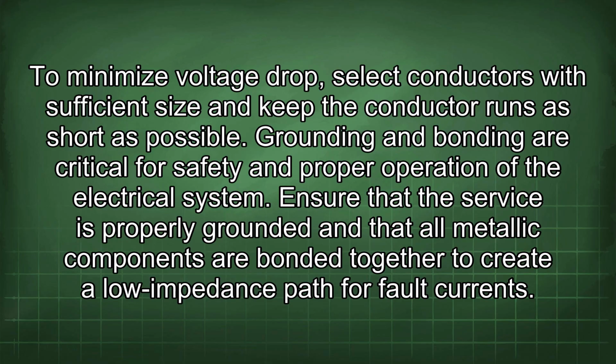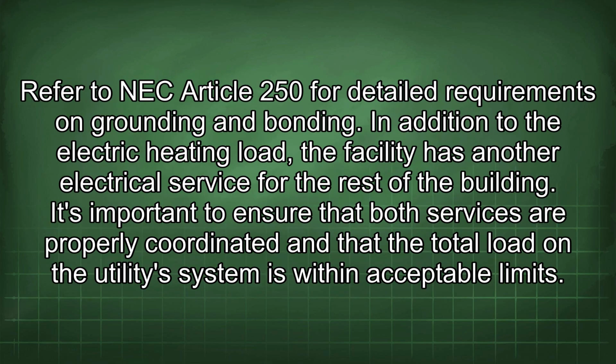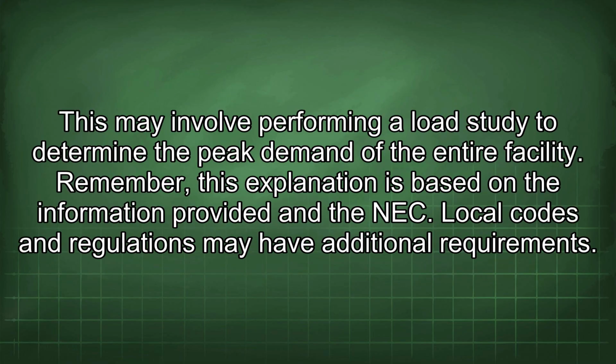Grounding and bonding are critical for safety and proper operation of the electrical system. Ensure that the service is properly grounded and that all metallic components are bonded together to create a low impedance path for fault currents. Refer to NEC Article 250 for detailed requirements on grounding and bonding. In addition to the electric heating load, the facility has another electrical service for the rest of the building. It's important to ensure that both services are properly coordinated and that the total load on the utility system is within acceptable limits. This may involve performing a load study to determine the peak demand of the entire facility.